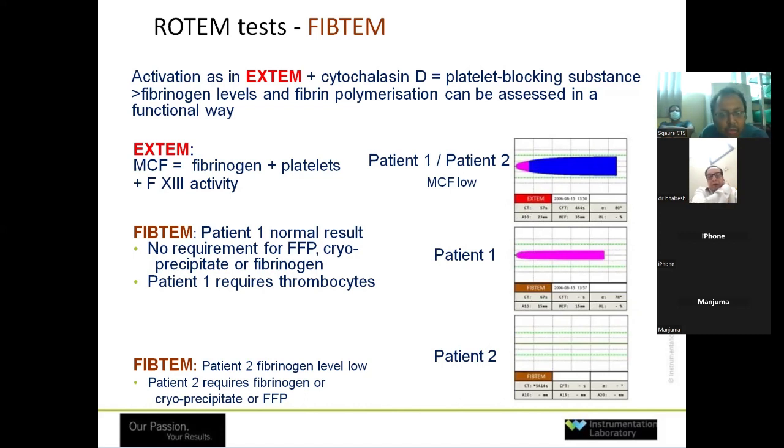In patient 2, the fibrinogen level is very low. We see there is no purple color graph in the patient 2 slot. So that indicates that the fibrinogen level is very low, and we have to use the fibrinogen or cryoprecipitate or FFP here.